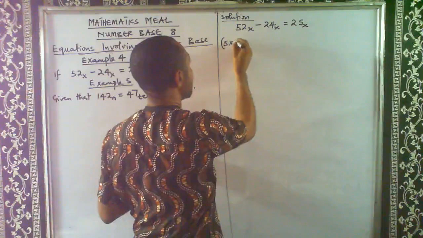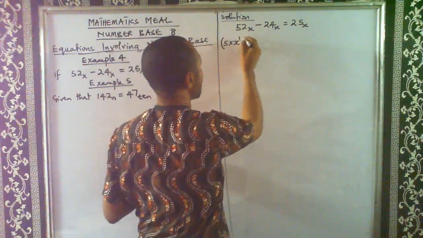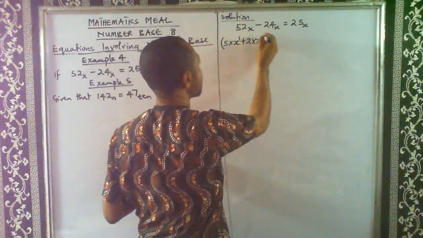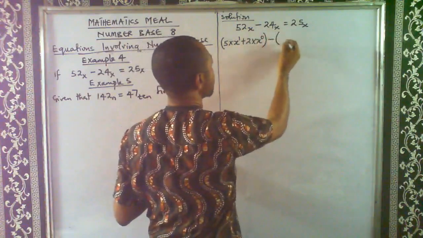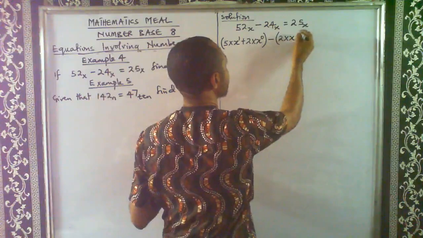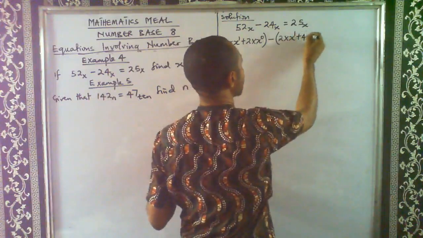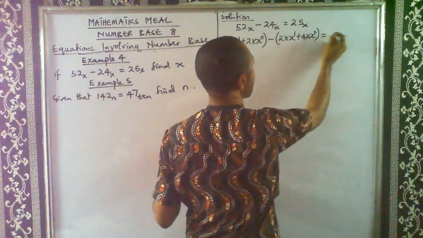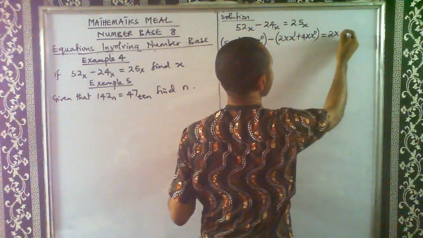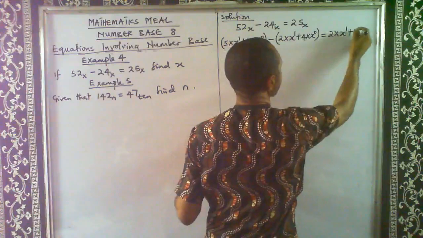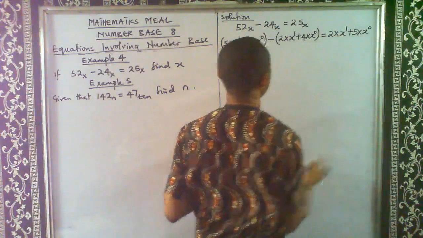So we do this: 5 times x raised to power 1 plus 2 times x raised to power 0, minus 2 times x raised to power 1 plus 4 times x raised to power 0, equals 2 times x raised to power 1 plus 5 times x raised to power 0.